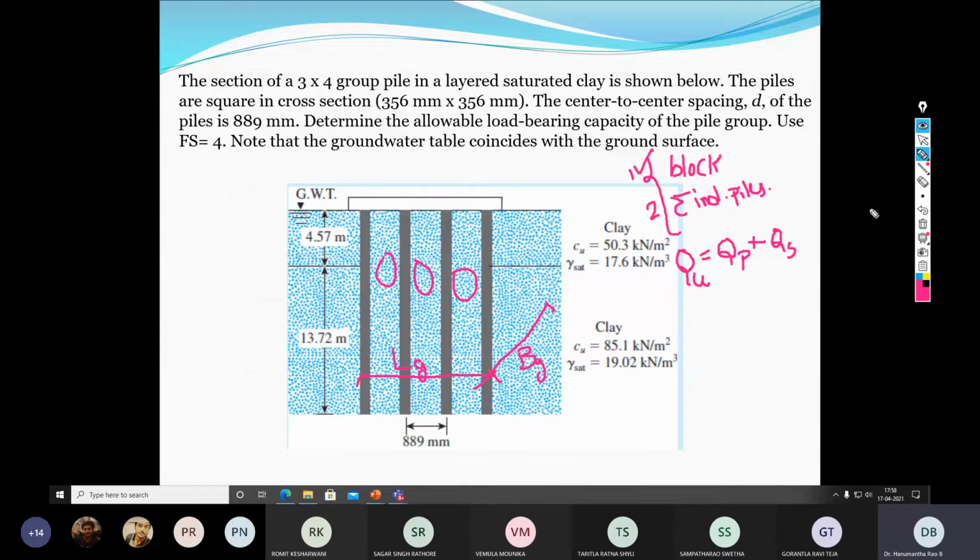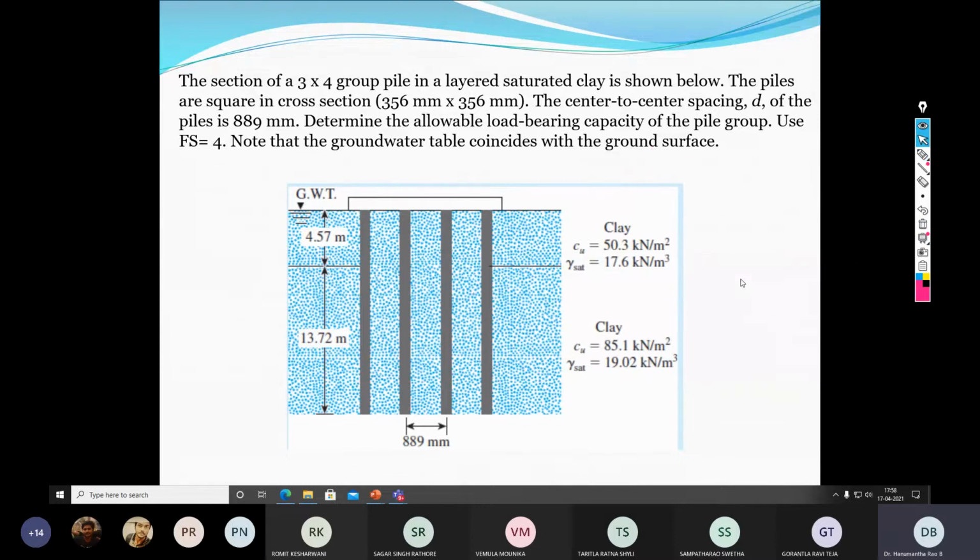So let's try to understand how to calculate the pile group capacity. Can I go to the next slide? Yes, sir. Okay.